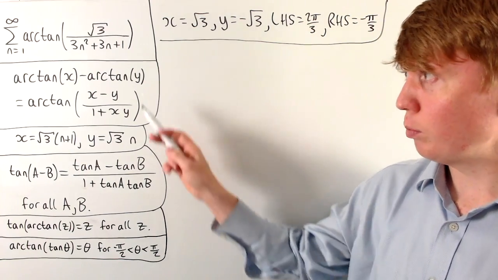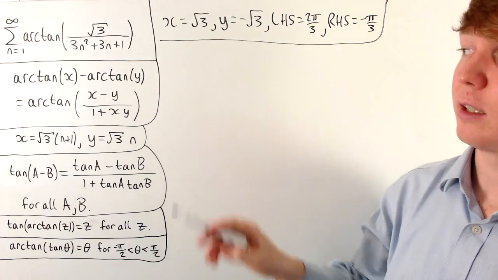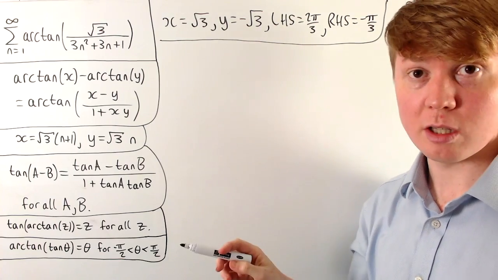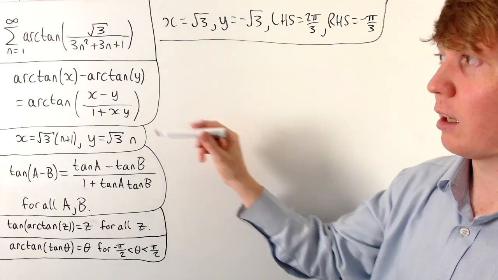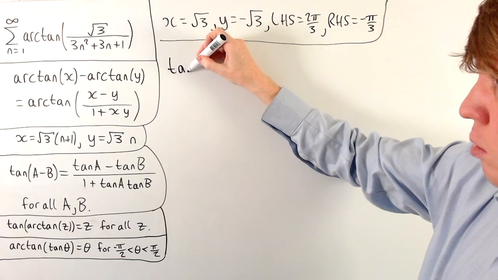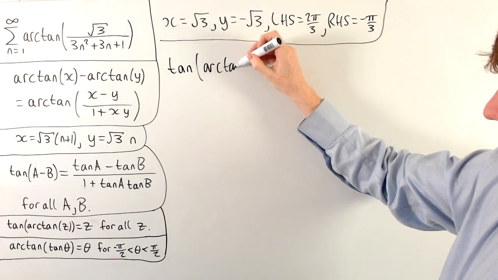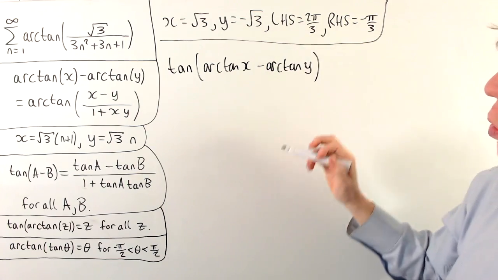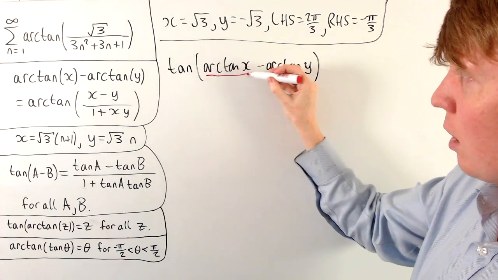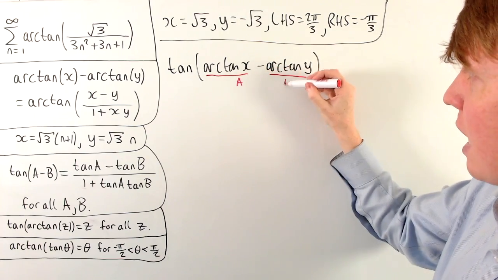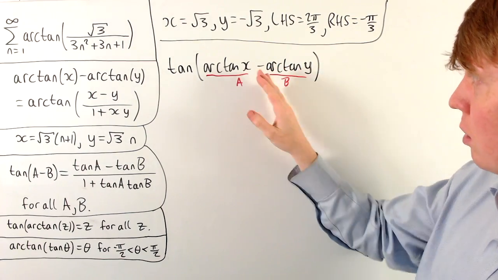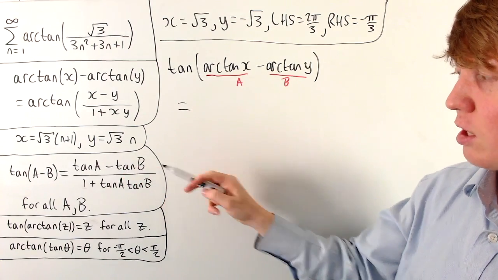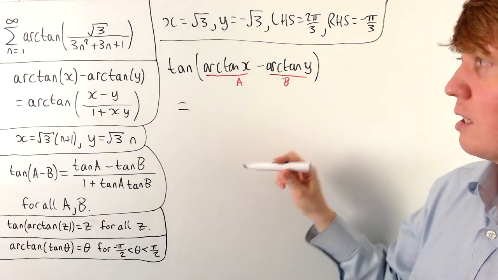So our first step in proving this, we'll start with the left-hand side, and we'll take tan of the entire left-hand side, and then we'll show that this is equal to tan of the entire right-hand side. So tan of arctan x minus arctan y, we can treat these as our a and b in our angle difference formula. Regardless of what our values of x and y are, this is always going to be tan a minus tan b over 1 plus tan a tan b.